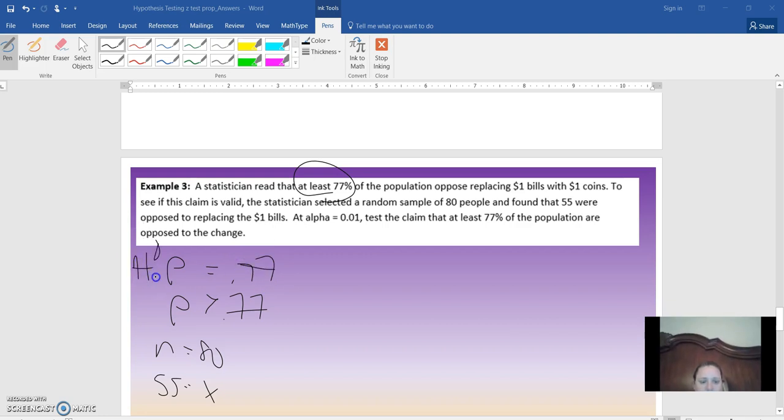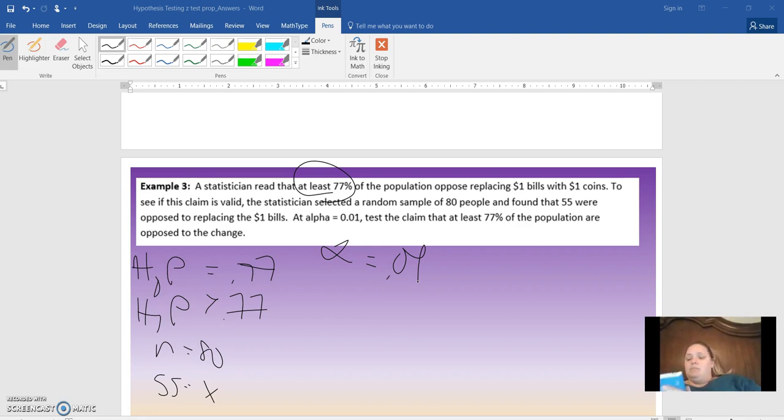So this is our alternative. At alpha equals 0.01, test the claim that at least 77% are opposed to the change. All right, so let's go to stat, go over to test, and it's number 5. We have 0.77, x is 55, then we have 80, and it's greater than. Yours should look like that. Push enter, and then we have these values. I'm going to write those down.